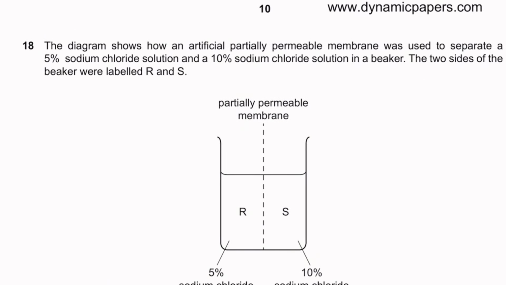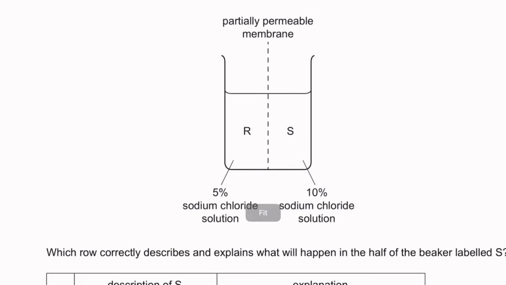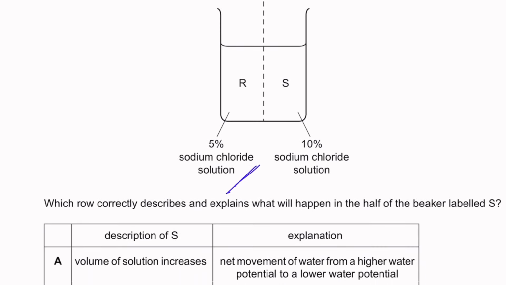Okay. The diagram shows an artificial partially permeable membrane was used to separate a 5% sodium chloride solution and a 10% sodium chloride solution in a beaker. Those two sides of the beaker were labeled R and S, and you could see here we have a less concentrated R and a highly concentrated S. Okay, so which row correctly explains what will happen in the half of the beaker labeled S?